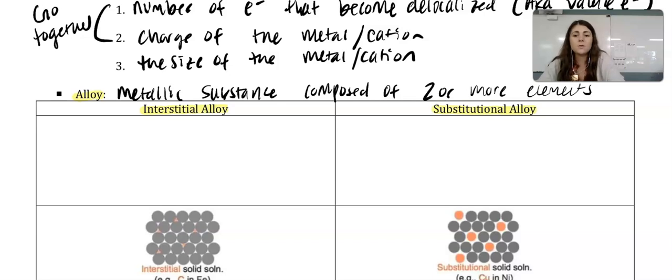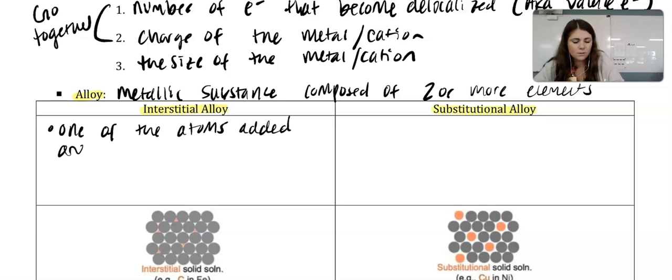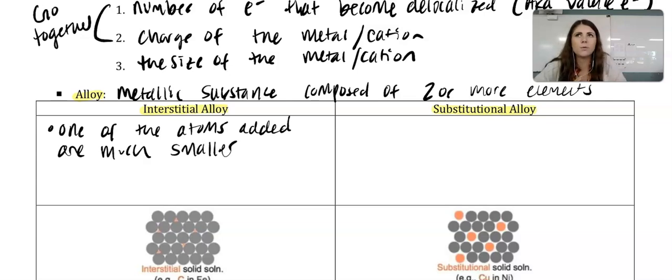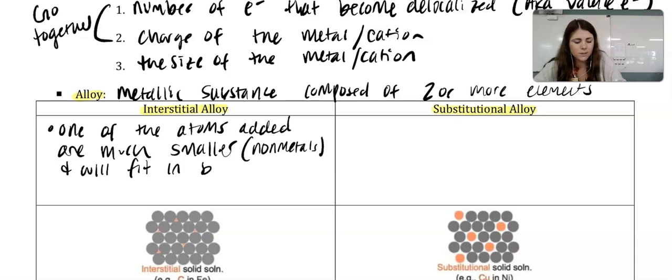Here, one of the atoms is much smaller and will fit in between larger metal atoms. So one of the atoms added is much smaller. In general, when we look on a periodic table, what elements are going to be smaller? And when I talk about elements, I'm talking metal, non-metal, metalloid. Here, the smaller atoms are generally non-metals and will fit in between the larger metal atoms.